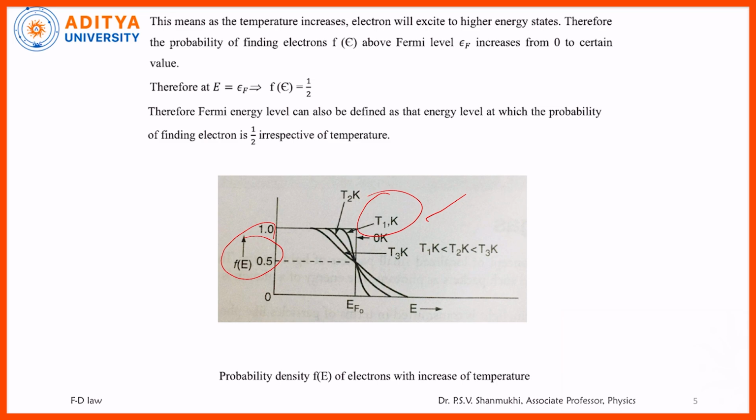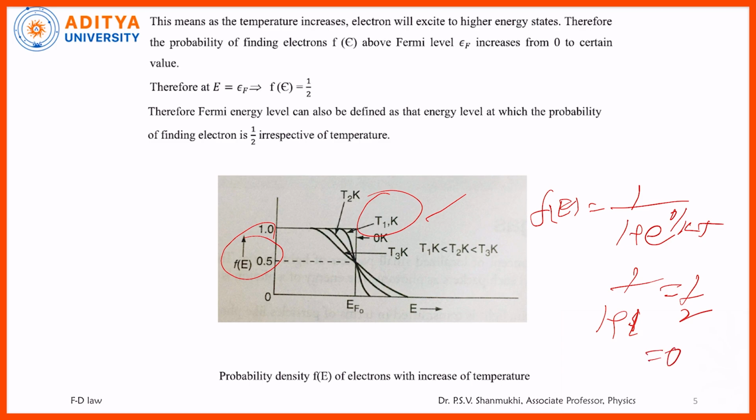Suppose f of e is equal to, what is the equation? f of e is equal to 1 by 1 plus e power (E minus EF) by kT. Suppose I take E equal to EF, then E minus EF is 0, so 0 by kT at any temperature is 0. So 1 by 1 plus e power 0, which is 1, so it is equal to 1 by 2, or 0.5, irrespective of temperature, other than 0 K. The f of e value is 0.5.